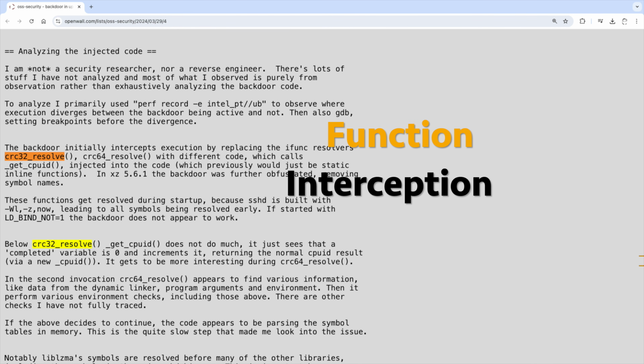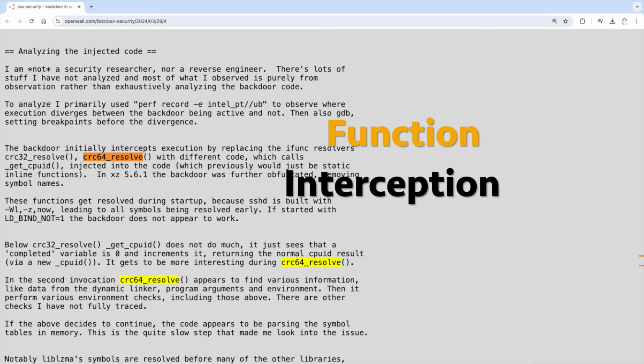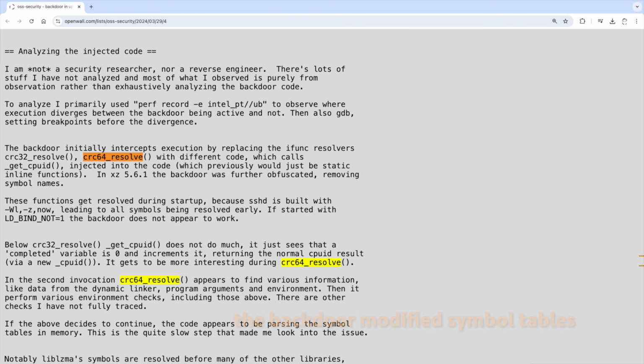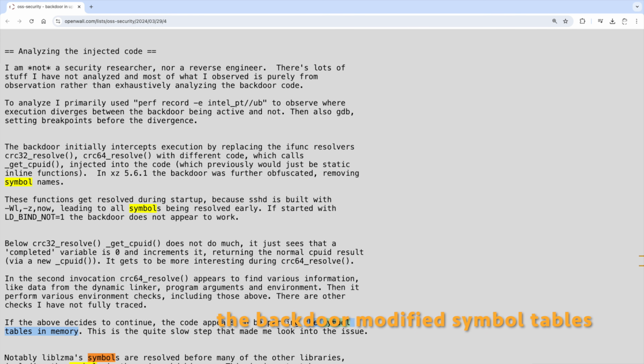Function interception. The backdoor intercepted execution by replacing the ifunc resolvers crc32_resolve and crc64_resolve with malicious versions, enabling it to execute its payload early in the startup process. Freund observed that the backdoor modified symbol tables and installed an audit hook in the dynamic linker to manipulate function pointers.